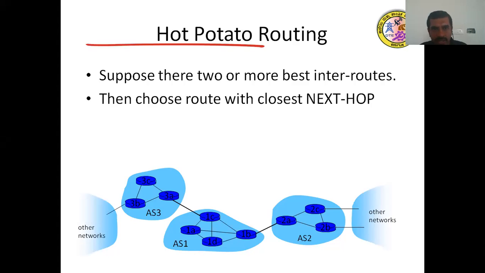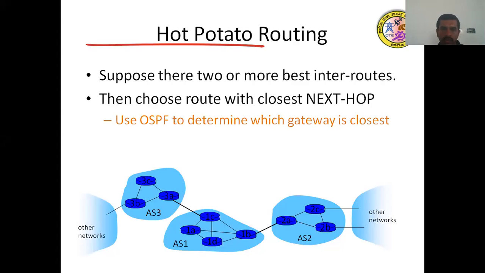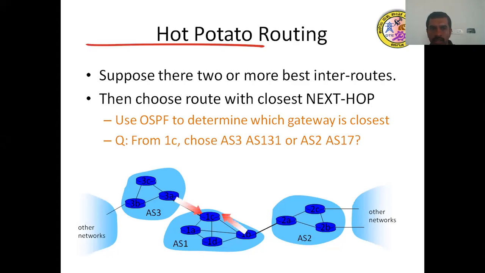In session number 6, we are going to see about hot potato routing. Suppose there are two or more best inter-AS routes, then which route to choose? The one with the closest next hop. First, we use OSPF to determine which gateway is closest.